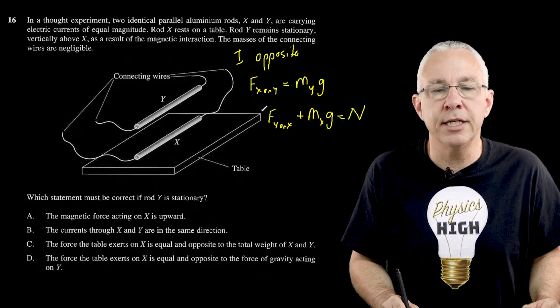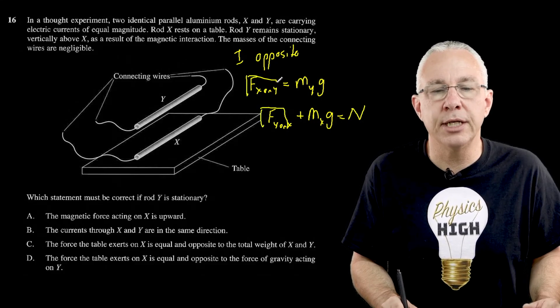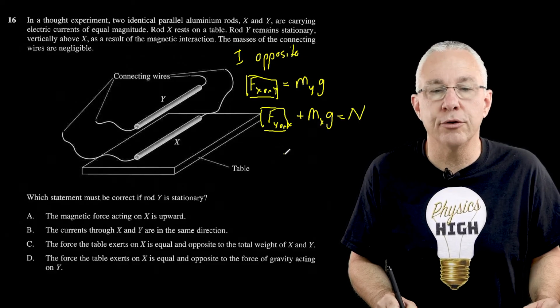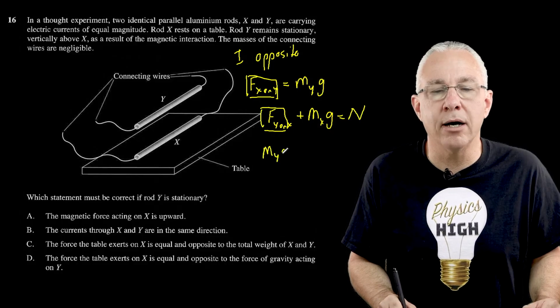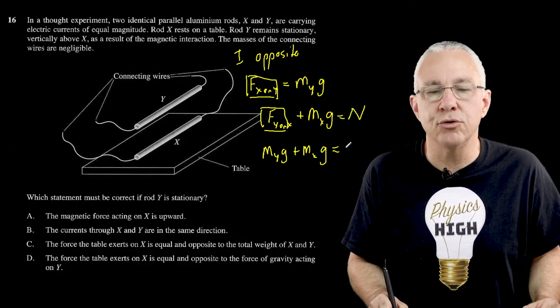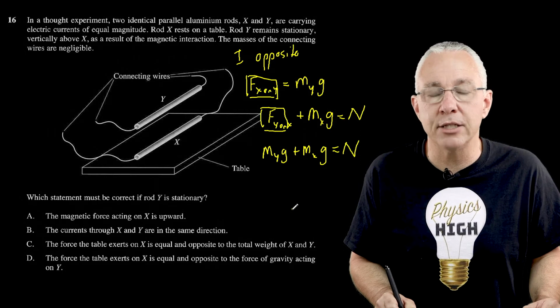And critically, this force here and this force here are exactly the same according to Newton's third law. And so what we can now say is that the weight of Y, mYg, plus the weight of X is equal in magnitude to the normal force as a result.